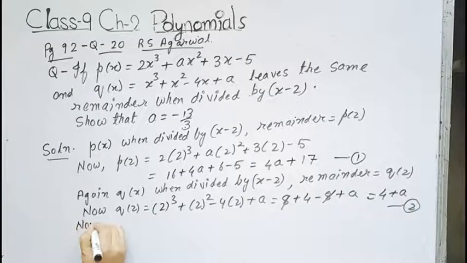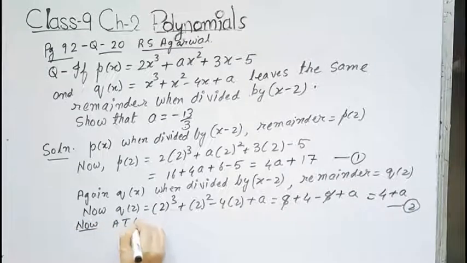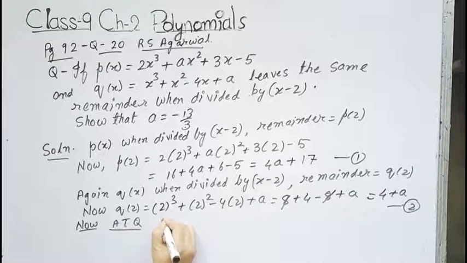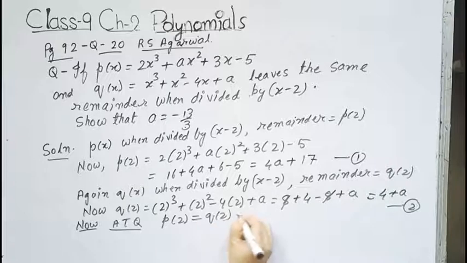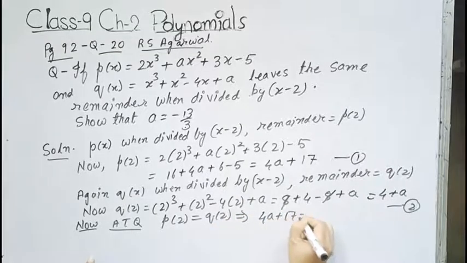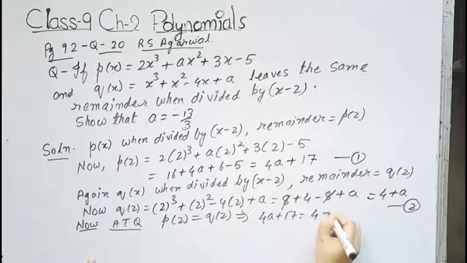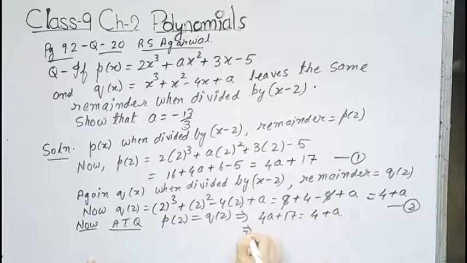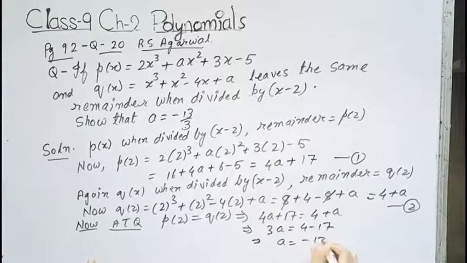Now, according to the question, p(2) equals q(2). This implies 4a plus 17 equals 4 plus a. This implies 4a minus a, which is 3a, equals 4 minus 17. This implies a equals minus 13 by 3. Proved.